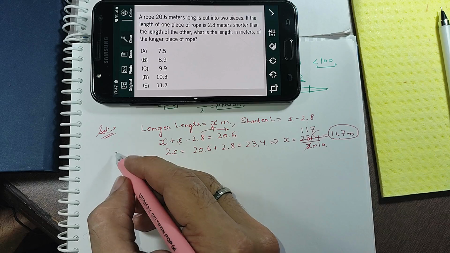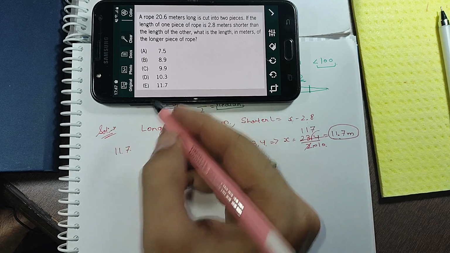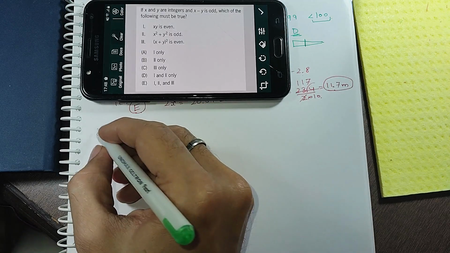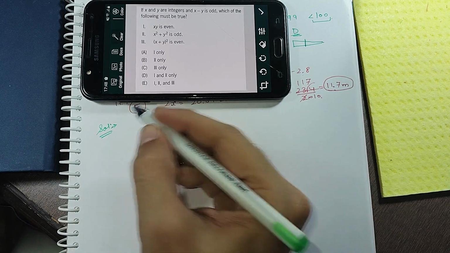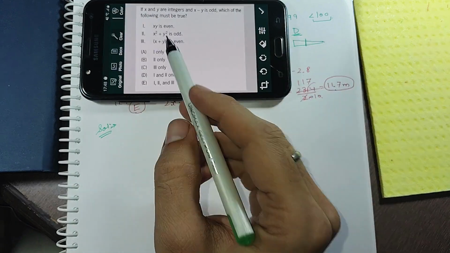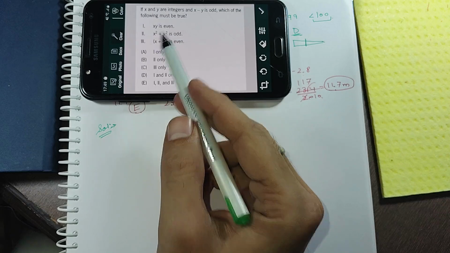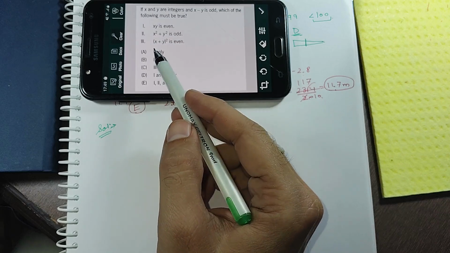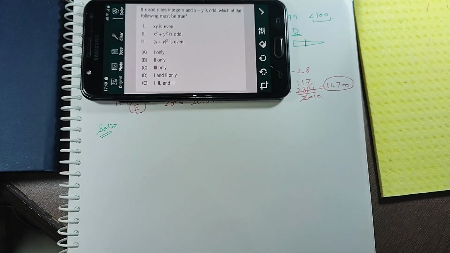So 11.7 is the right answer, option number E. Very easy question. If x and y are integers and x minus y is odd, which of the following must be true? xy is even, x square plus y square is odd, and (x plus y) whole square is even.